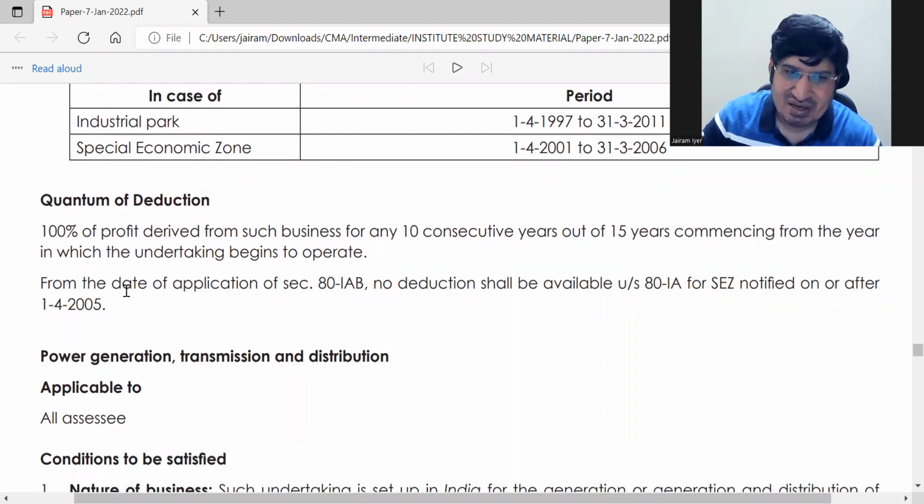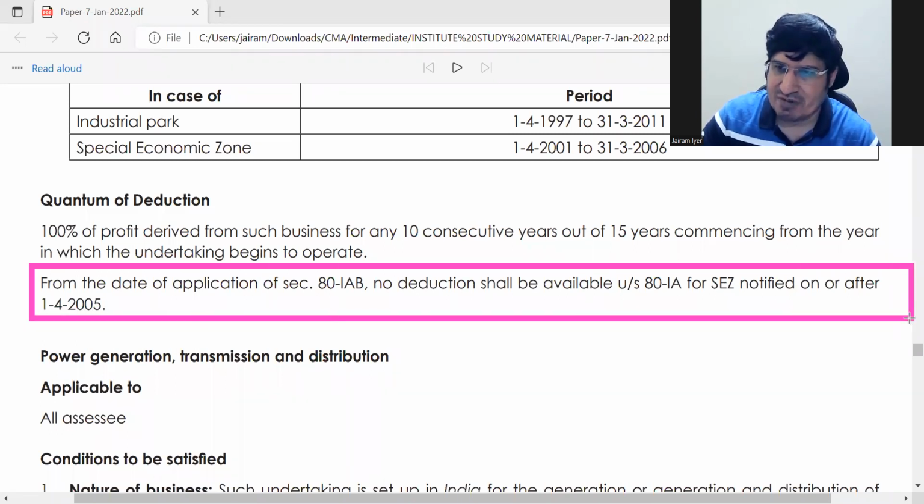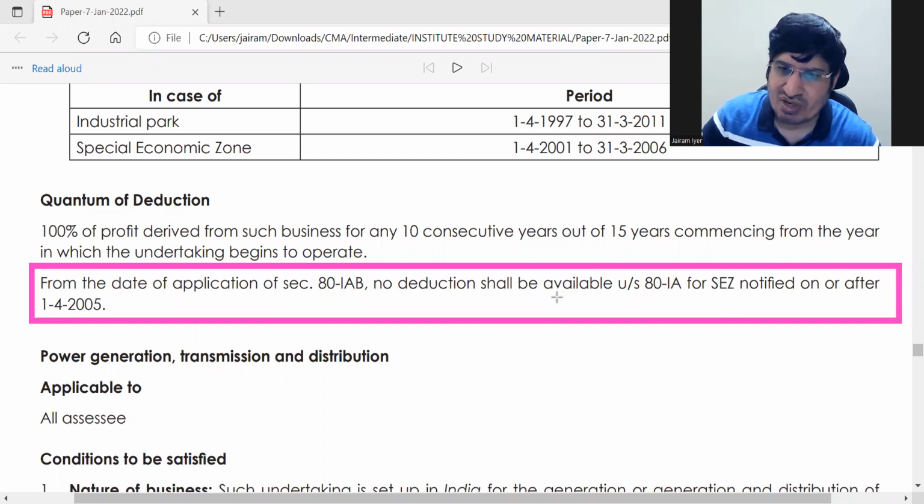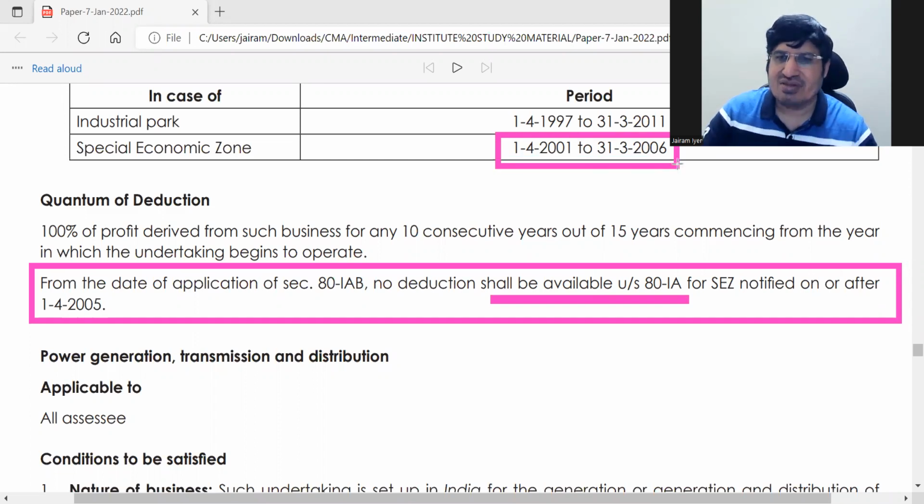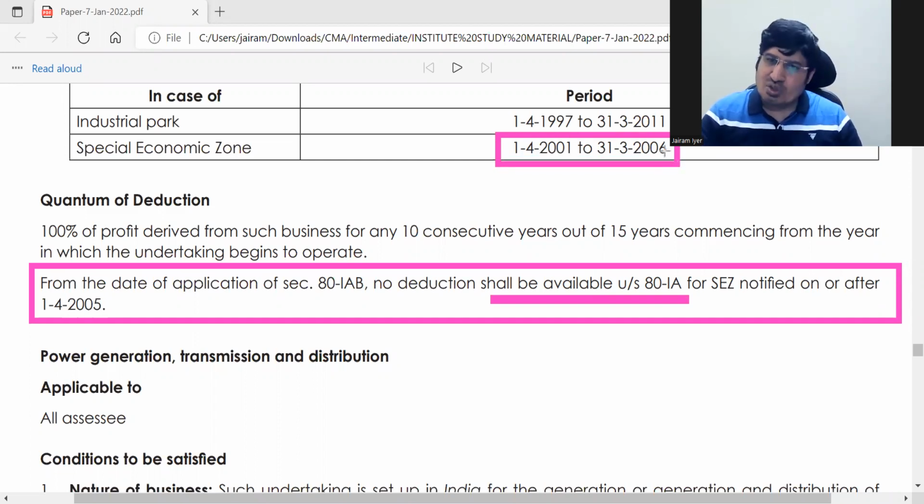ठीक है, यहाँ पे जो है ये बताया गया था, ये जो सेंटेंस है ना, this sentence here, from the date of application of 80 IAB, ठीक है, no deduction shall be available under 80 IA. So this will be stopped. यहाँ पे anyway the date is there, right? ये तो इतने ही तक है, it is still here. So beyond this, it will be available in 80 IAB.